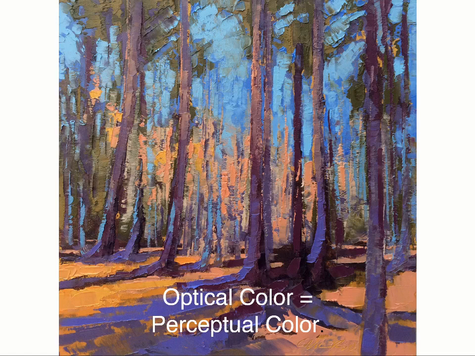That system of using color is one that we call optical color. It's also the same thing as perceptual color. It's based on the way we see color rather than on the inherent physical color of the object.